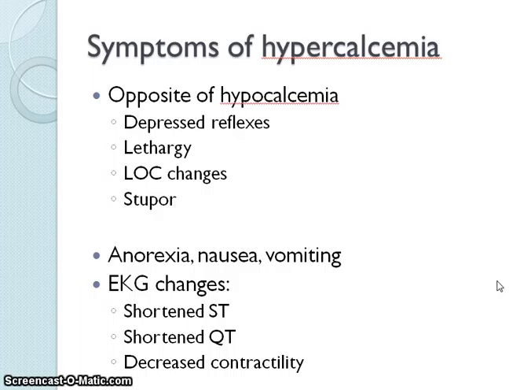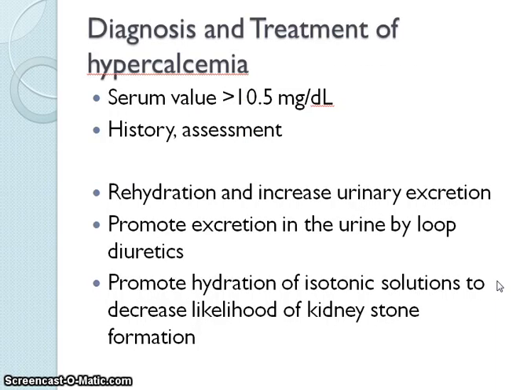What we feel then is that it's the opposite of hypocalcemia. So we see depressed reflexes, people are very lethargic, they're going to have changes in their level of consciousness, so it'll be hard for them to stay awake, have conversation, talk to you. They will be stuporous, they'll be stumbling, slurring their speech often. They will have anorexia, nausea, and vomiting. On their EKG, we see things like a short ST segment, a short QT, and a decreased contractility of the heart. Their serum level will be above 10.5.